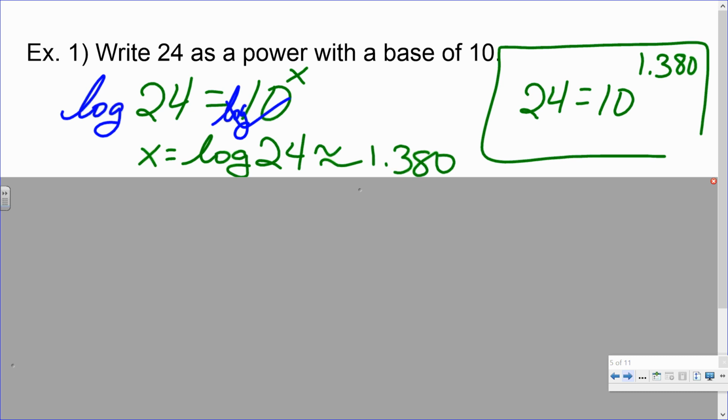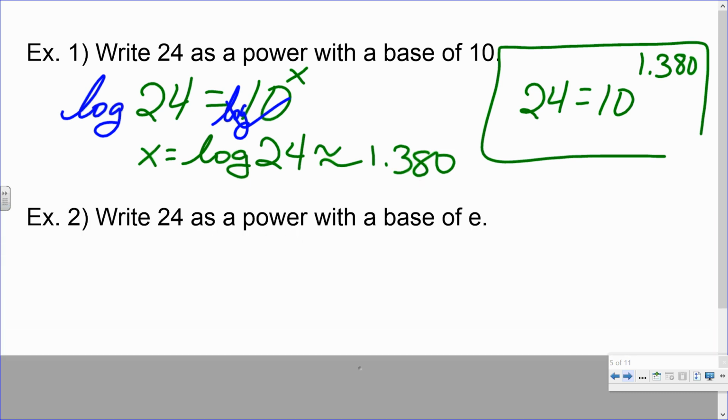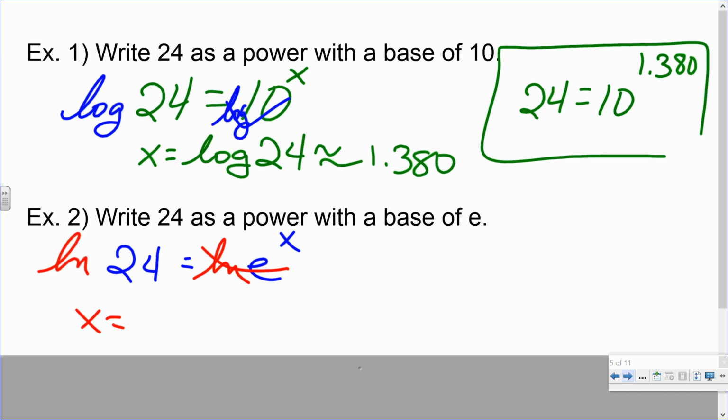Nice and easy lesson today. Okay, what about writing 24 as a power with a base of e? Well, we start off the very same way. It's still 24 equals, but instead of 10 to something, e to something. How am I going to figure out what I have to put in the calculator this time around? Morgan? We're going to take the natural log of both sides, because natural log will serve as the inverse, and we'll just have x there. So what is ln, natural log of 24?